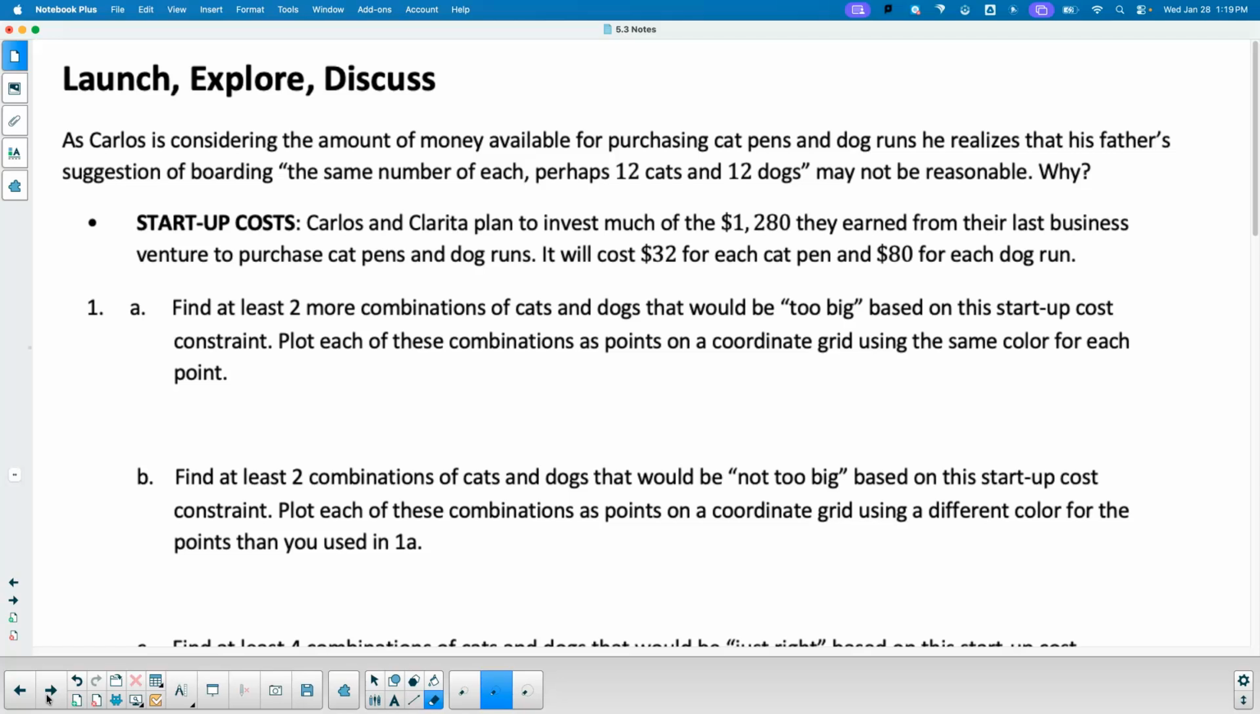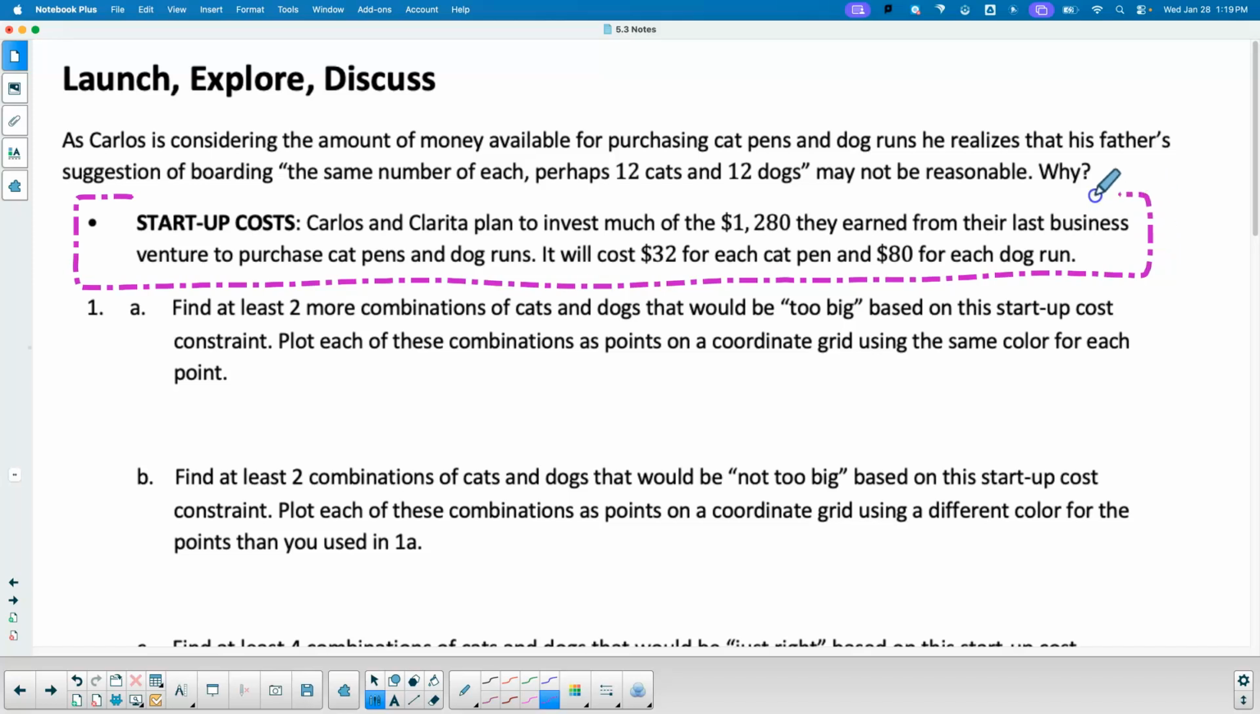Okay? So let's take this part right here and make an inequality out of it. Carlos and Clarita plan to invest much of the $1,280 they earned from their last business venture to purchase cat pens and dog runs. It costs $32 for each cat pen and $80 for each dog run. So first thing I need to know is some variables.